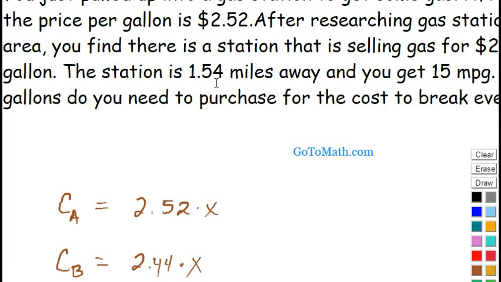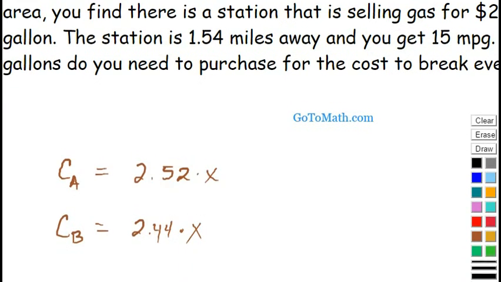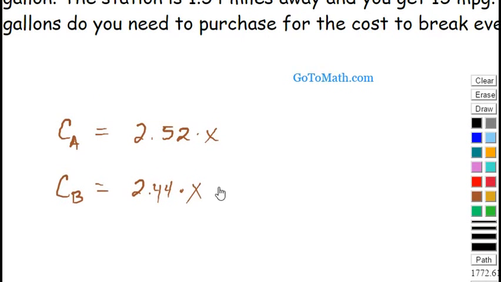The station is 1.54 miles away, and you get 15 miles per gallon. So we've got to figure out what would that cost be. Now I know that there's gas already in your tank, and that's actually what you're going to be using, and who knows what you paid for that gas. But we're going to consider the gas that you actually purchase at that particular gas station, which was $2.44 per gallon. Okay, so that's what I was talking about when it comes to the details.